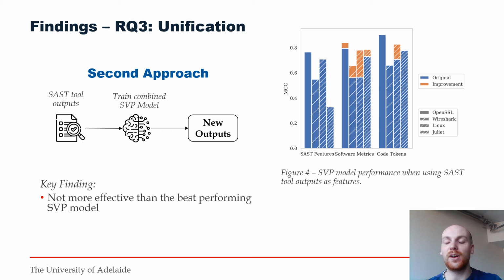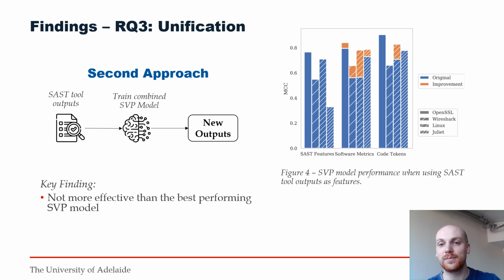The bars on the right display our best performing SVP model, which is created from the code tokens. However, in only one of the 4 datasets do we produce an output that is actually better than if we just use this SVP model on its own. Ultimately, the unification methods fall quite short as we are unable to really produce something greater than the sum of its parts.